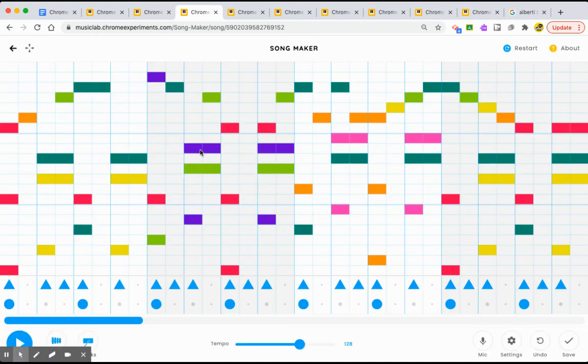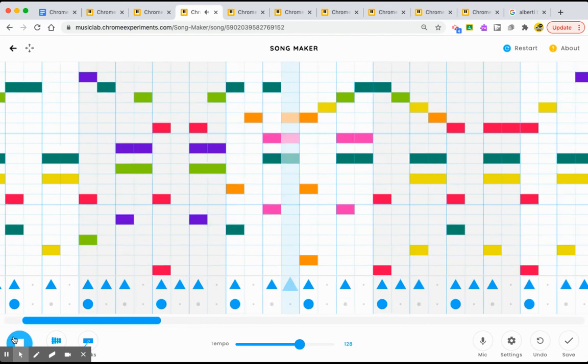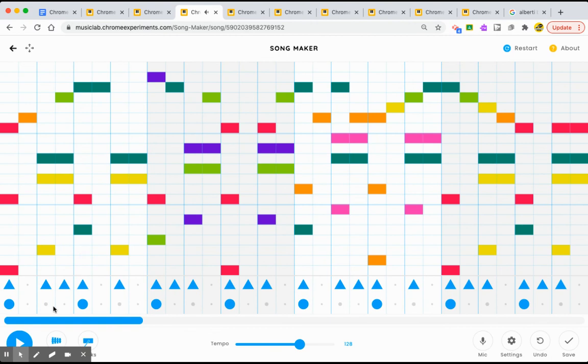It's going to be similar to the first example that I played for you, but it's going to have its own character. I'm going to play that one more time because it got off to a little slow start there.